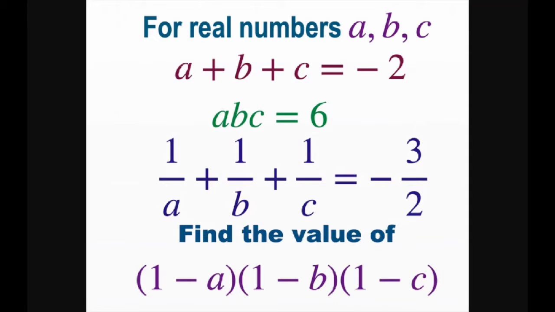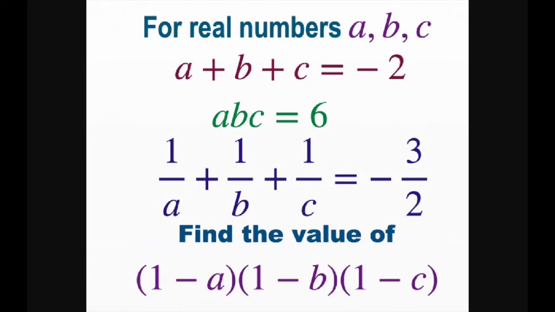For real numbers a, b, and c, we have a plus b plus c equals -2, a times b times c equals 6, and 1 divided by a plus 1 divided by b plus 1 divided by c equals -3/2. And we're going to find the value of (1 minus a) times (1 minus b) times (1 minus c).